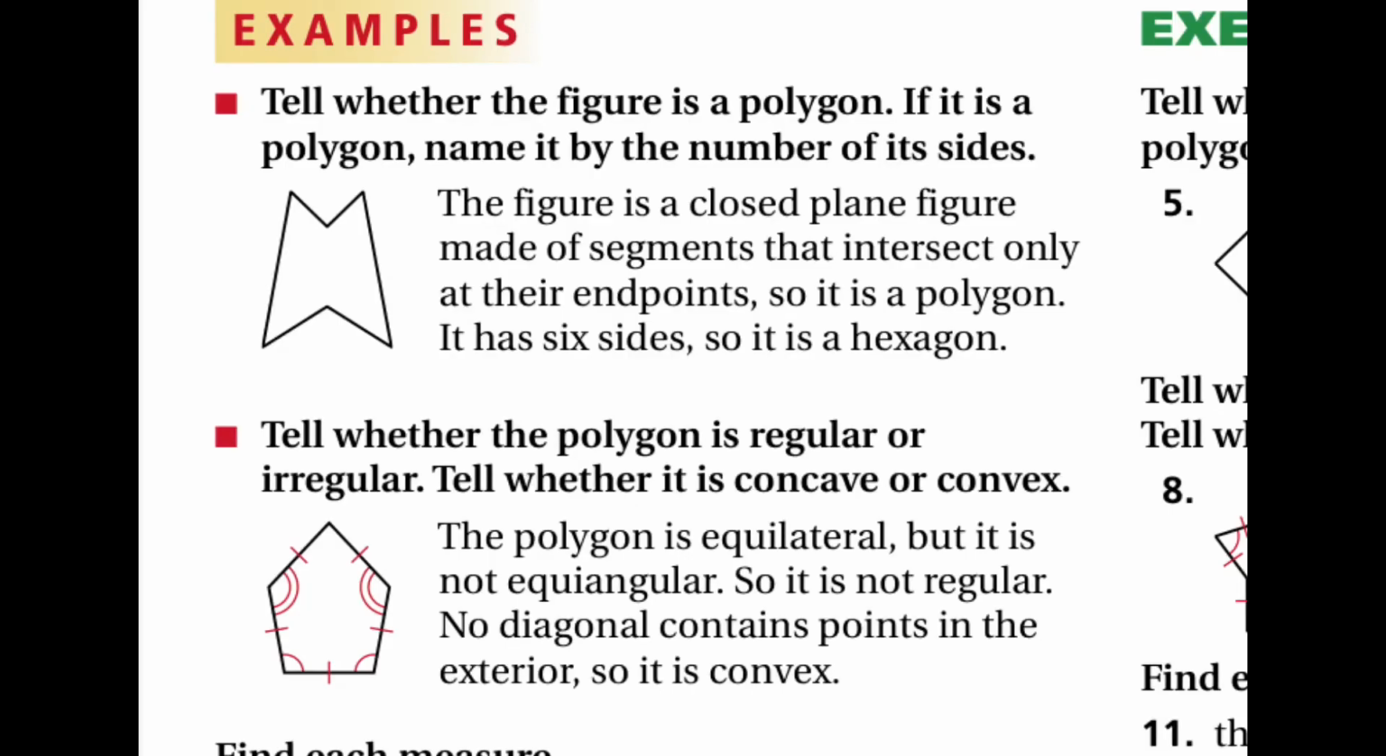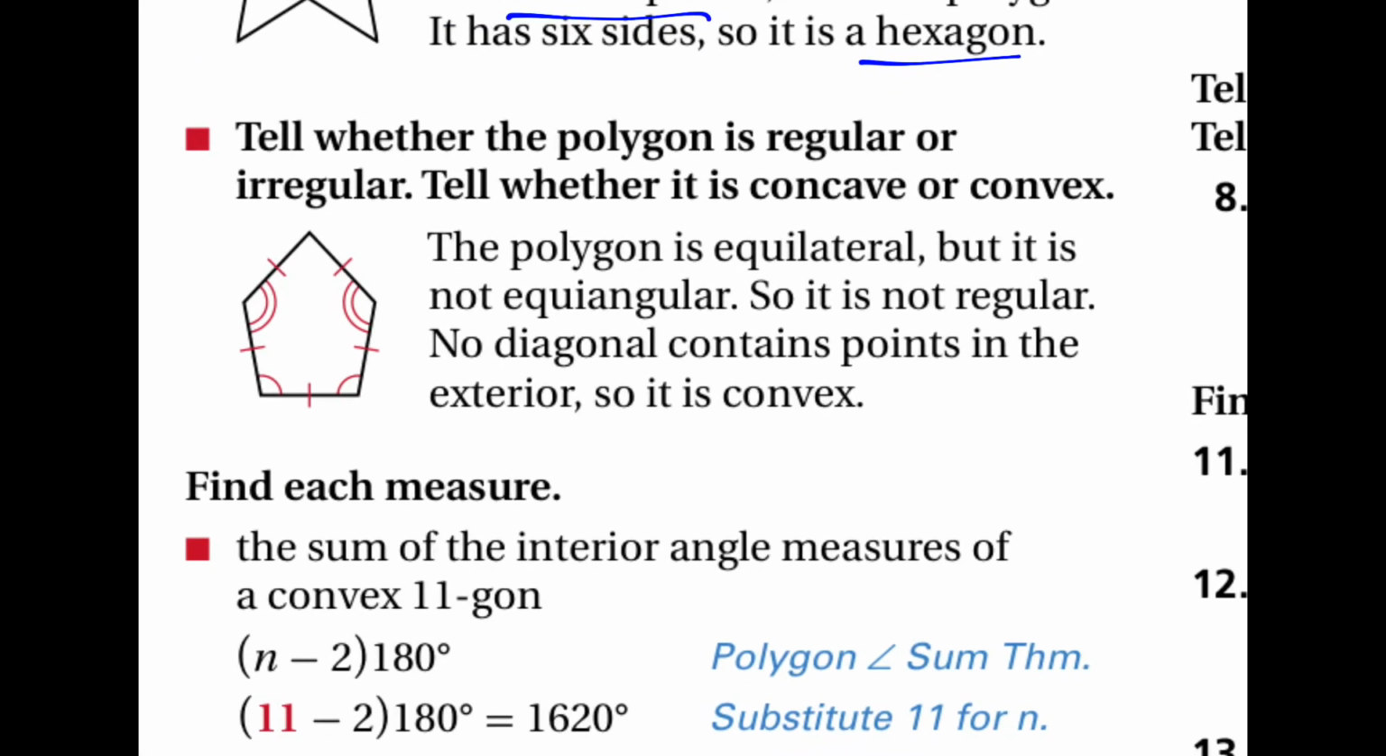And then in 6.1, we can tell whether a figure is a polygon because it's a closed plane figure made of segments that intersect only at their endpoints. In this case, it has 6 sides, so it's a hexagon. This one is equilateral, but it is not equiangular, meaning the side lengths are the same, but the angles are not, so it's not regular. And no diagonal contains points in the exterior, so it is convex.